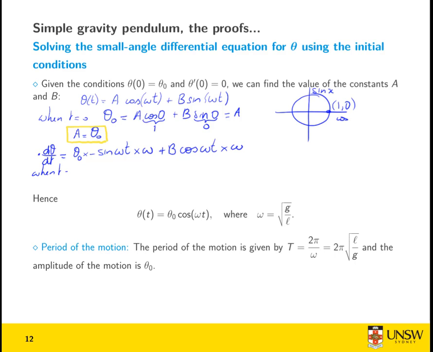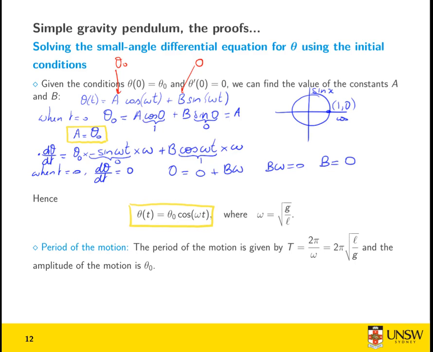So when time is equal to 0, this derivative will be 0. And that means that 0 is equal, well, we've done that earlier. Sine 0 is 0. Cosine 0 is 1. So we're going to be getting 0 plus b omega. So b omega is 0, and if we divide both sides by omega, we get that b is 0. As a result, we now know that a is theta 0, and b is 0, which gives us this formula here. And in all these calculations, omega stands for the square root of g on L.